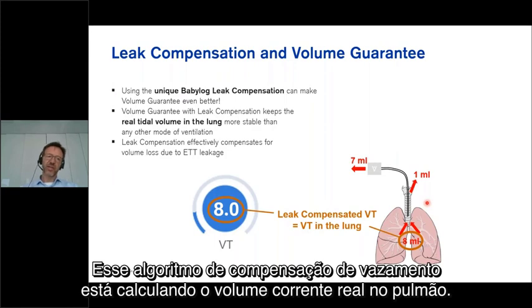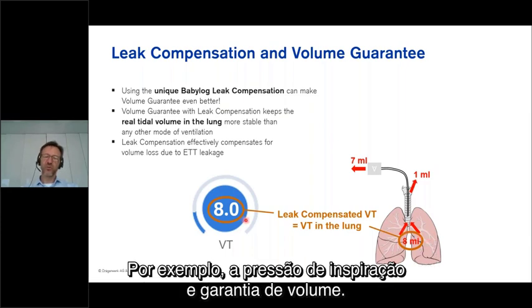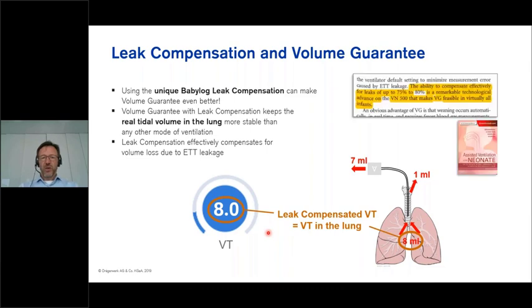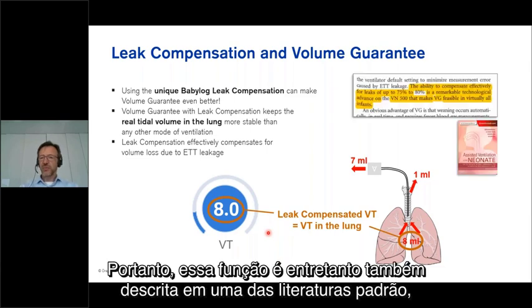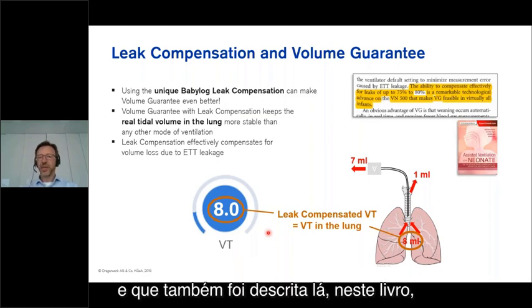And this leak compensation algorithm is calculating the real tidal volume in the lung, so this 8 milliliters. And this calculated tidal volume in the lung is then used to control, for example, the inspiration pressure and volume guarantee. This function has in the meantime also been described in one of the standard literature, which is the Assisted Ventilation of the Neonate, as it is well known, the Goldsmith-Korotkin. So it's also described there in this book.